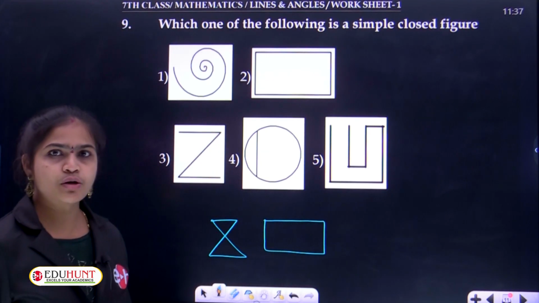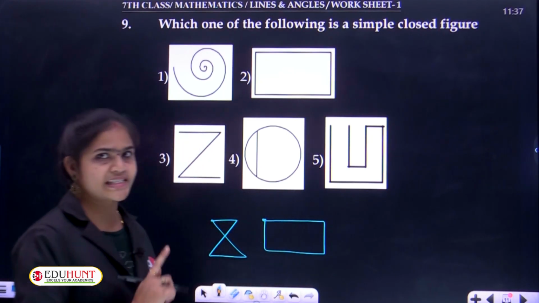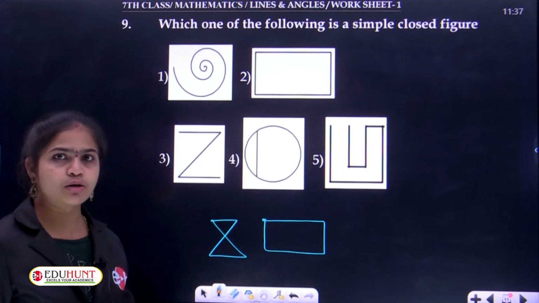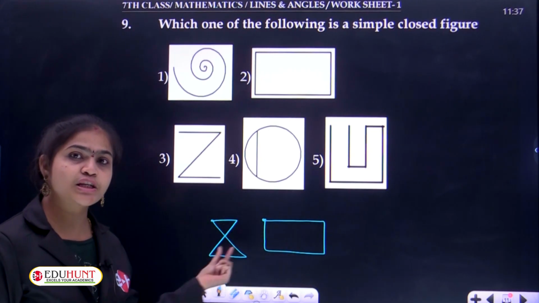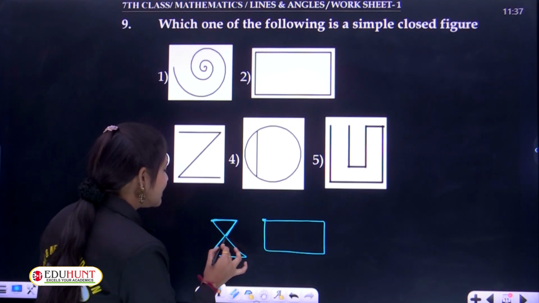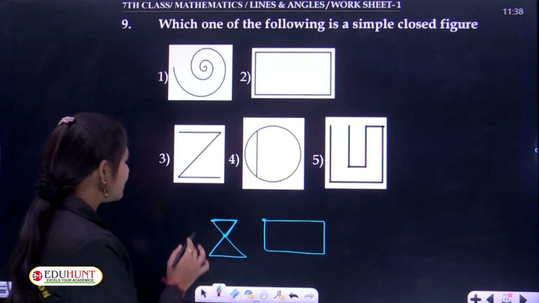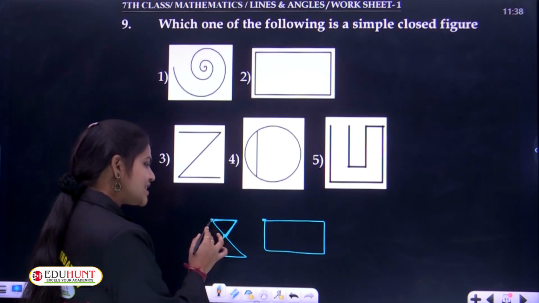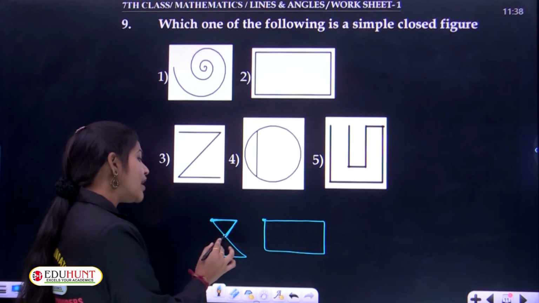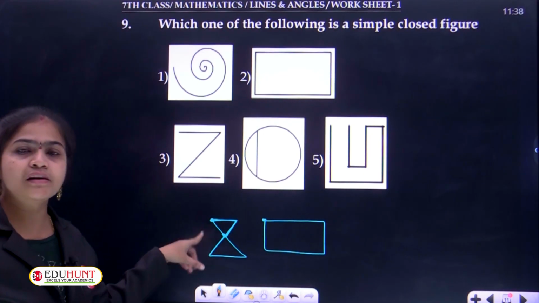Is it a closed figure or not? Yes, this is also a closed figure. Why? Because again the starting point and ending point are the same. Even this is also a closed figure. Now, what is the difference between these 2 figures? Here, the closed figure intersects with itself. That means we have the starting point and ending point the same, and along with that, one more intersecting point is there. That's why this is not a simple closed figure.